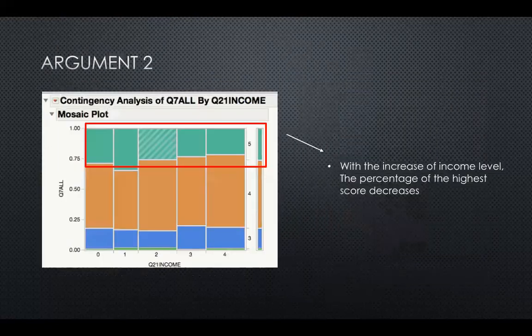So let's move to argument 2. We are going to define the relationship of San Francisco Airport and our premium passengers. First, we did some contingency analysis of Q7 OR by income and found that with the increase of income level, the percentage of the highest score decreased. That means fewer premium passengers are willing to give a 4 score to San Francisco Airport.